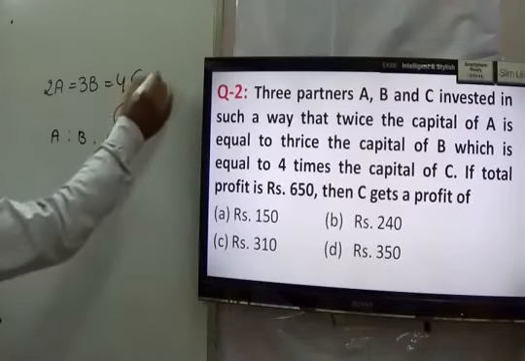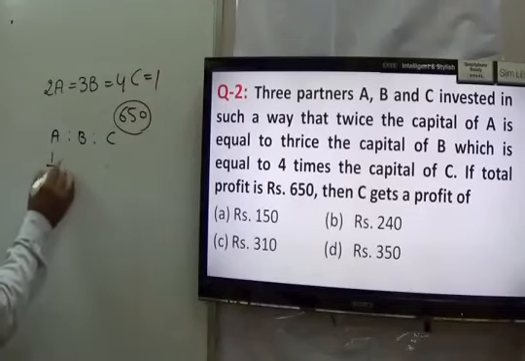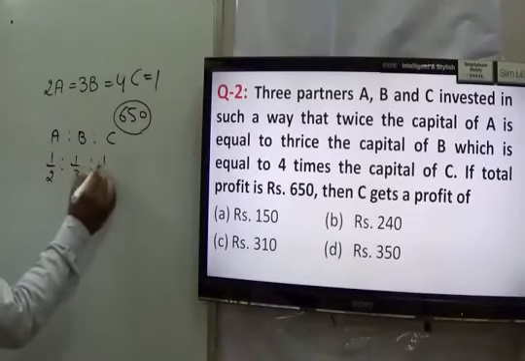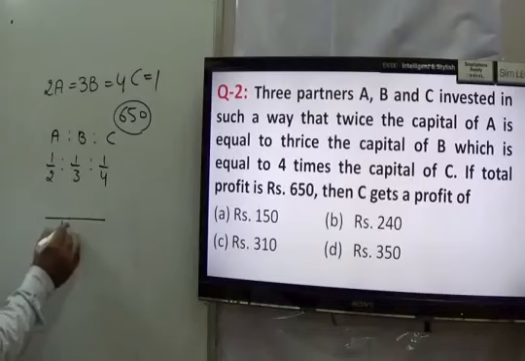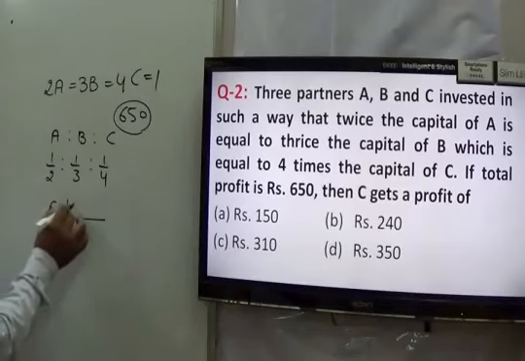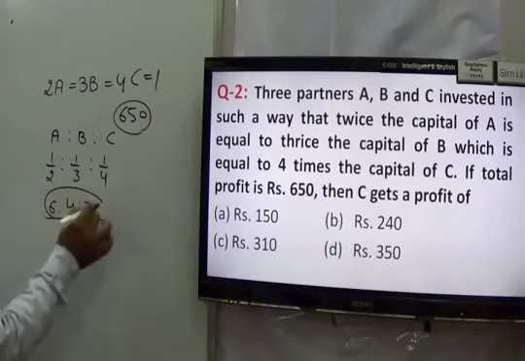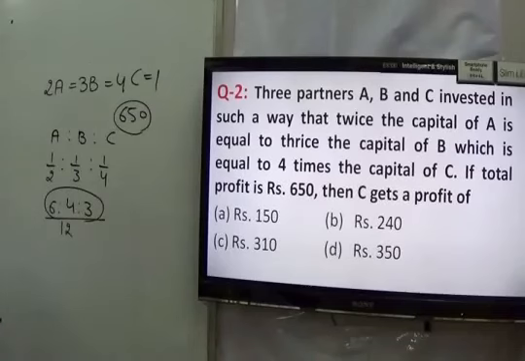For answering this, we take it to be 1. So A is taken as 1/2, B is 1/3, C is 1/4. LCM is 12, so I may take it as 6:4:3. Here I can say the ratio of the capital is 6:4:3.